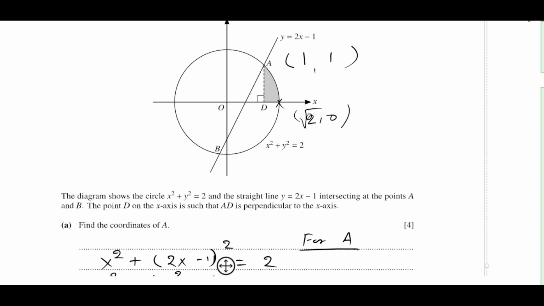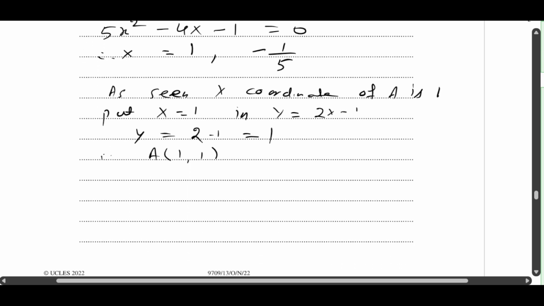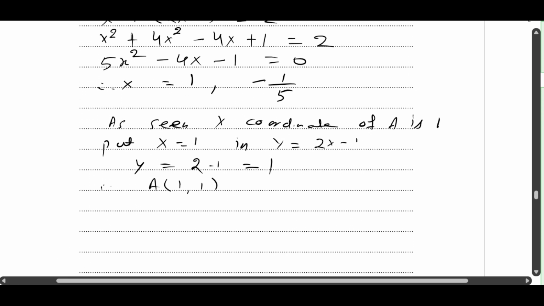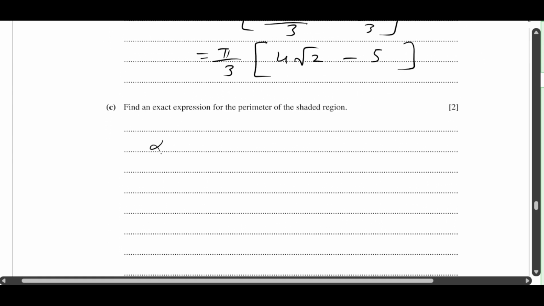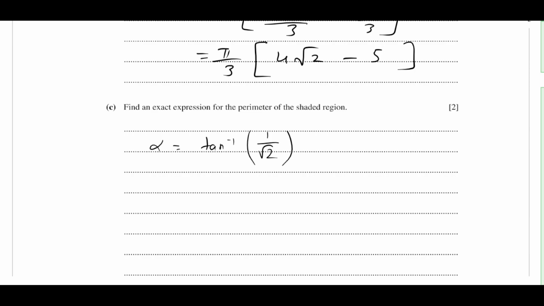Here this angle is 45, no problem. But if I join with this center, this angle, what will this angle be? So suppose this angle is alpha. So alpha is tan inverse 1 divided by root 2. Here alpha is equal to tan inverse 1 divided by root 2.